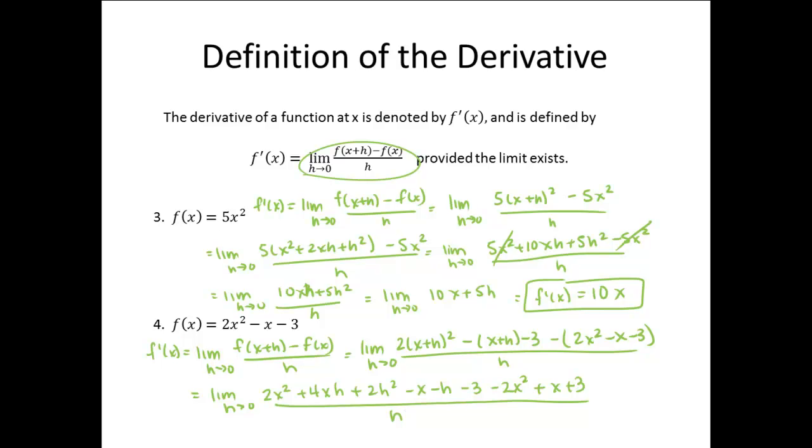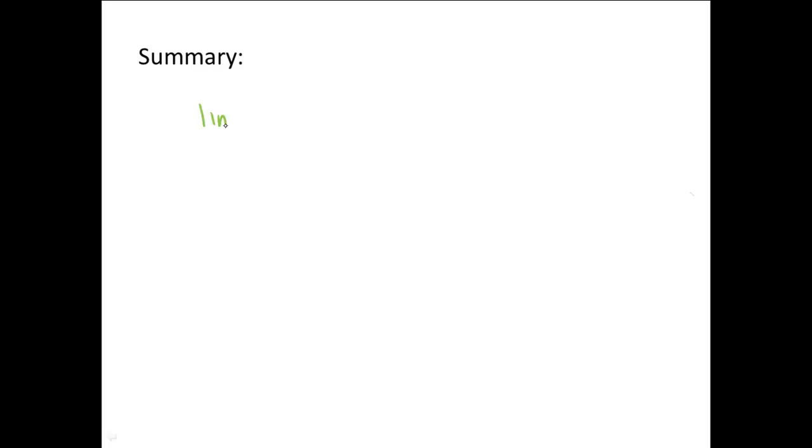So I am going to go on to the next slide, and in the next slide you're going to see that I've canceled my 2x squareds, that I've canceled my x, that I've canceled my 3's. And what I'm left with is 4xh plus 2h squared minus h over h. On to the next slide. So I've got the limit as h approaches 0 of 4xh plus 2h squared minus h all over h.